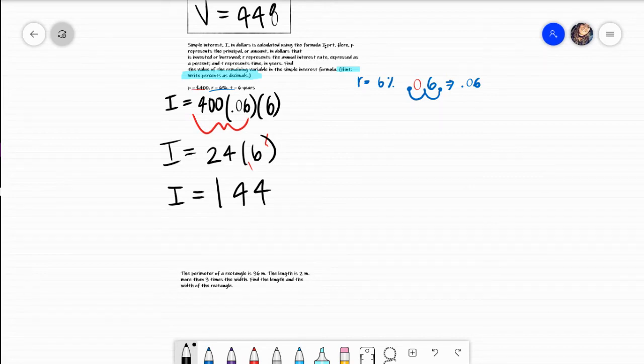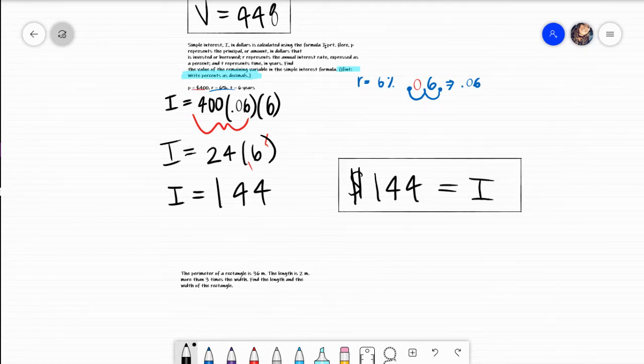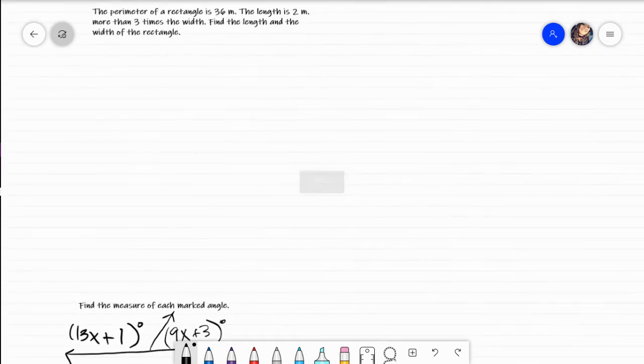And then the problem says simple interest, that's our I, and it's in dollars. So if you wanted to be completely correct, the answer would be in dollars, $144. That equals our interest. Okay, so let's do this one.